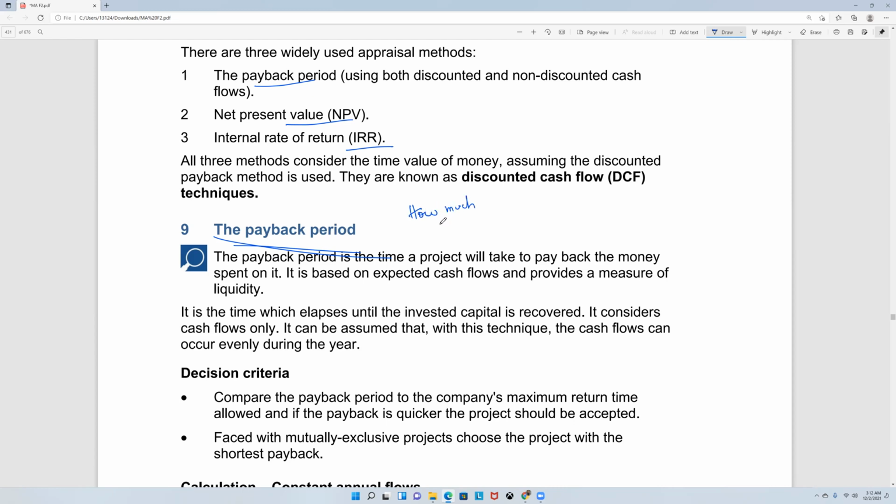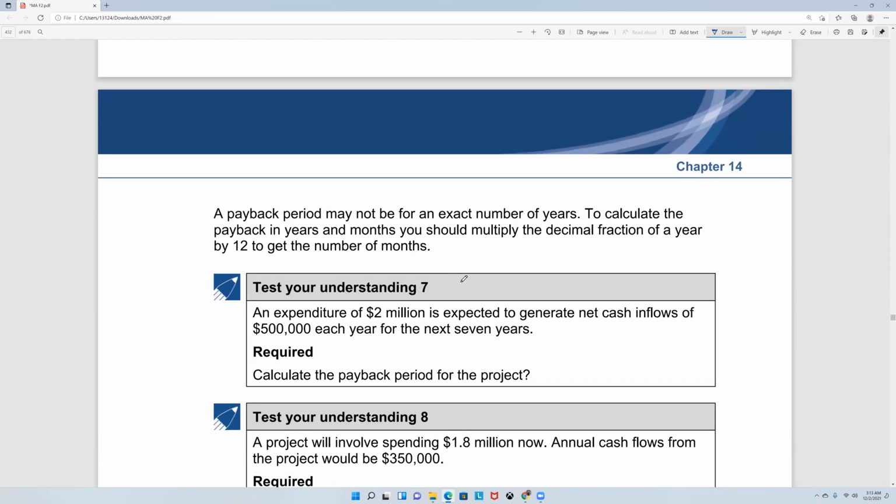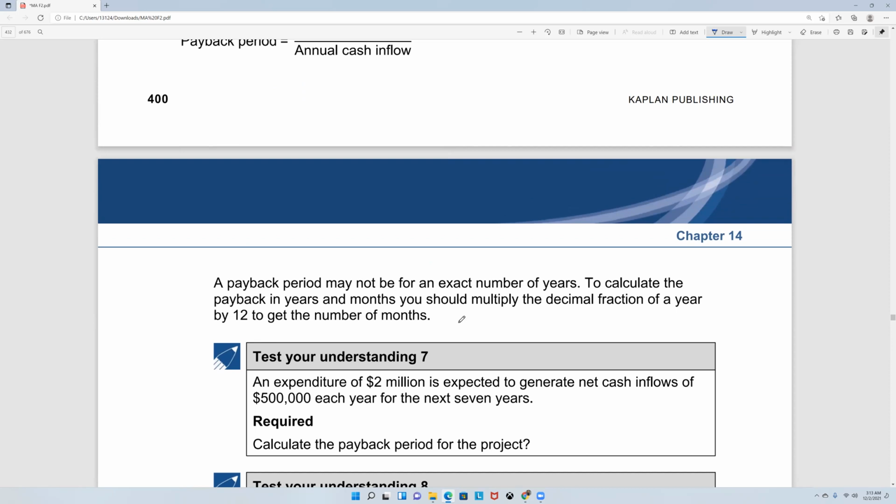in how much time we will get our investment back. That is the concern with this payback period. Now let us just see any particular problem in front of us.